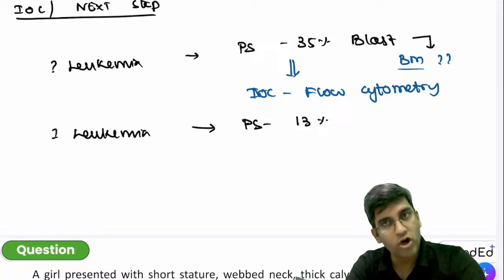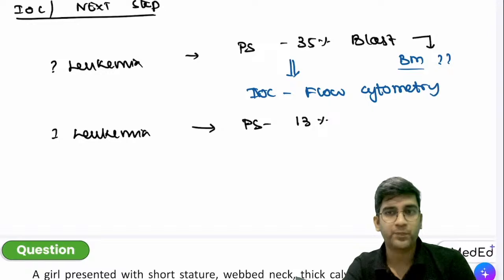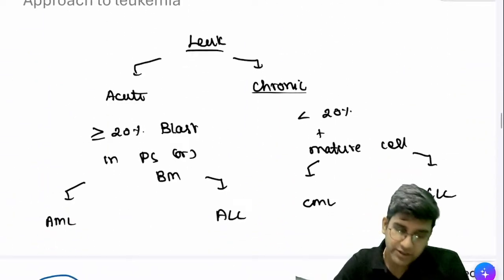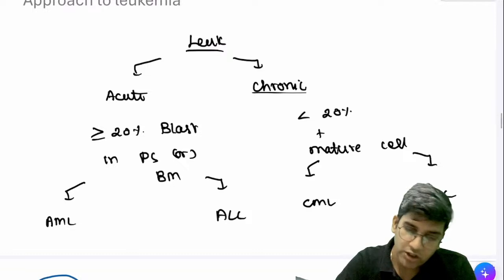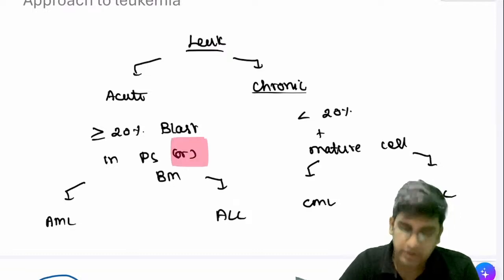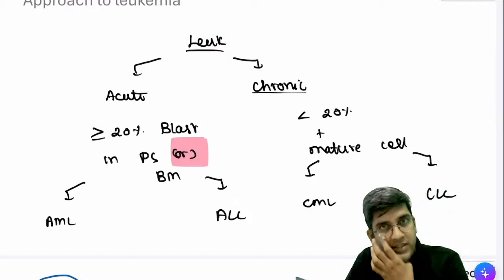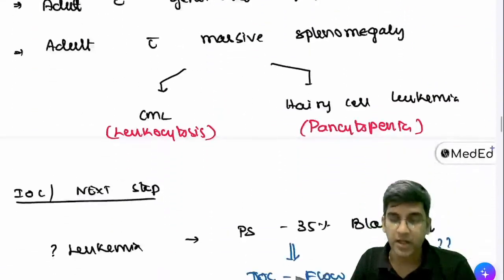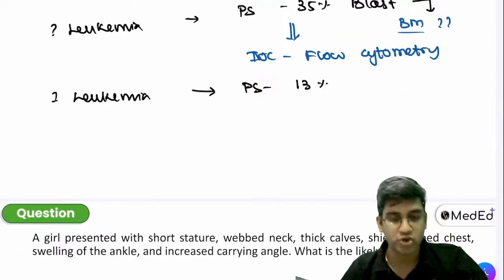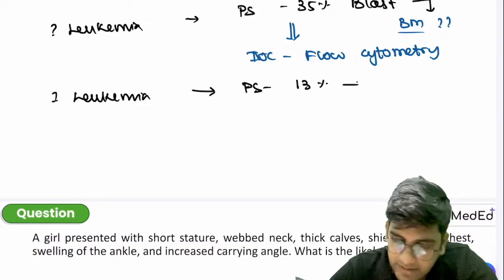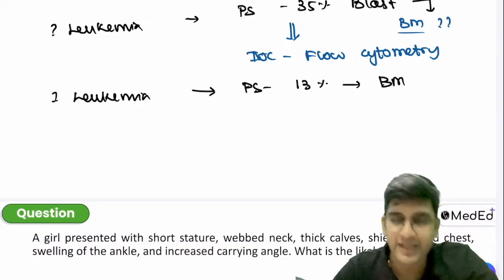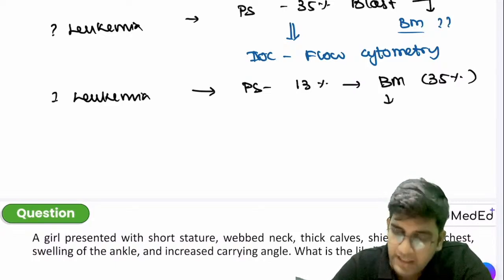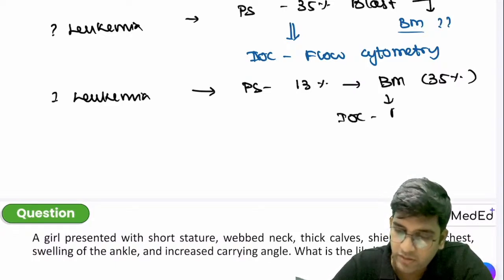Should I label it chronic or should I do bone marrow? Because my acute leukemia diagnosis was simple, right? It's either or, it's not and, right? It's or. So should I do a bone marrow examination here, or can I call it directly chronic? I need a bone marrow, right? Only when I can't diagnose on a peripheral smear, then yes, do a bone marrow examination. Let's assume in bone marrow, it became 35% blast. Again, investigation of choice, flow cytometry.